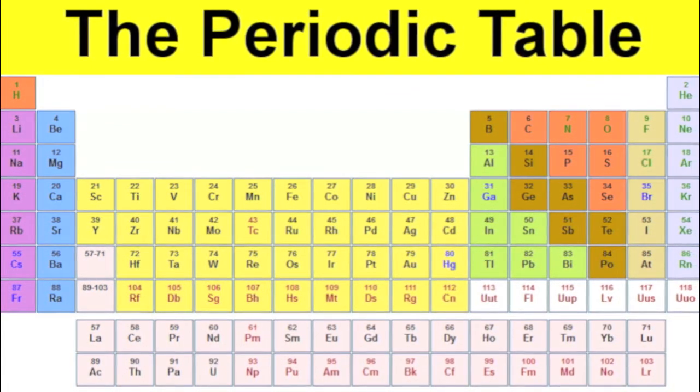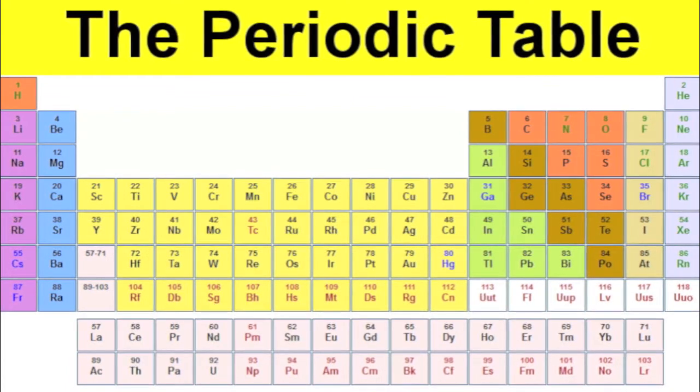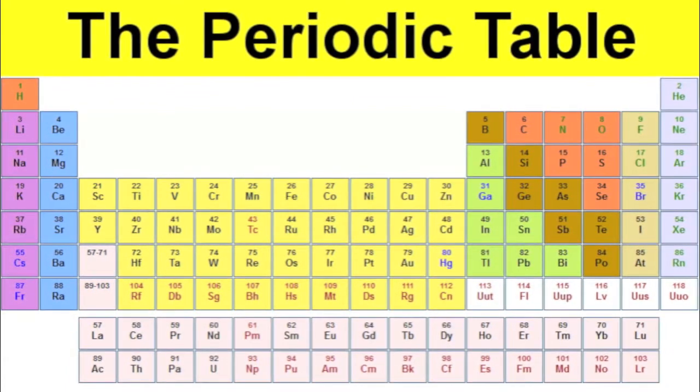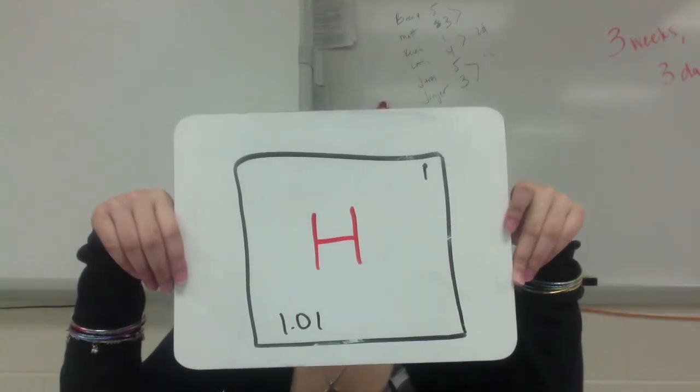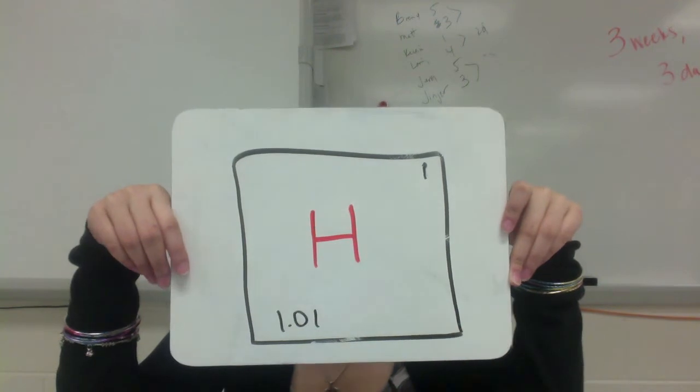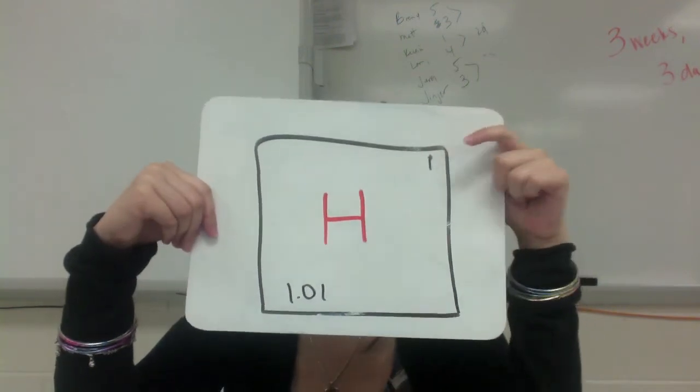As you can see, the table starts from 1 and continues onward. This is the element hydrogen. Hydrogen only has one proton in its nucleus. As such, its atomic number is 1.